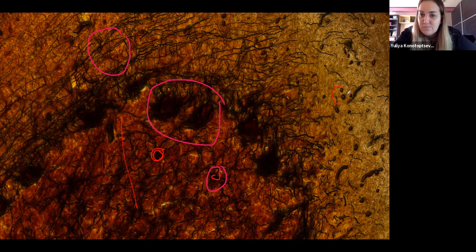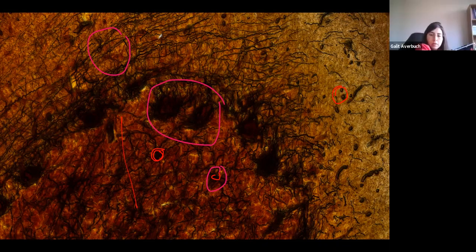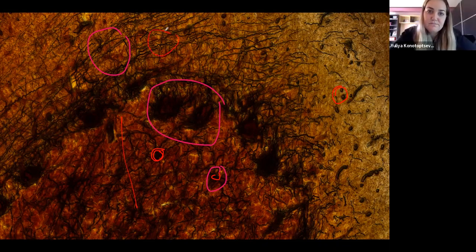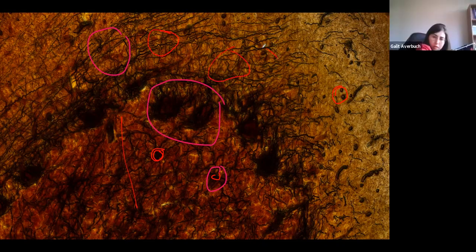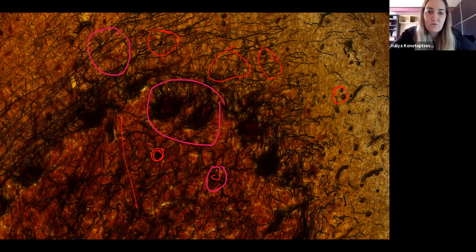What are these dots? Cross section of the parallel fibers. Very good. What are these lines? Dendrites. Whose dendrites? Of Purkinje cells. Purkinje cell, yeah. So these are the dendrites of the Purkinje cell right here.